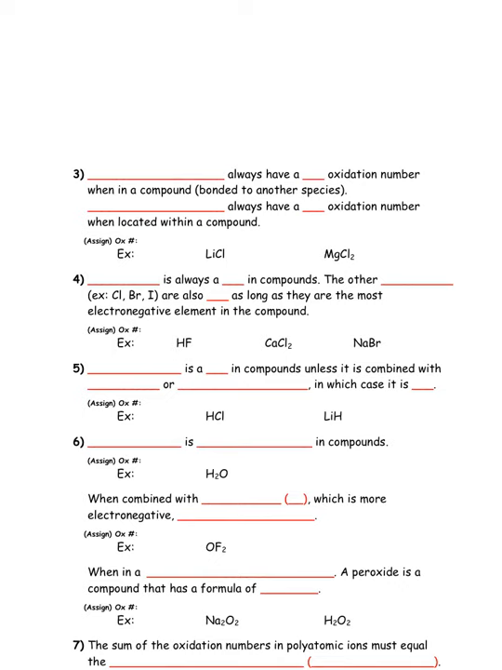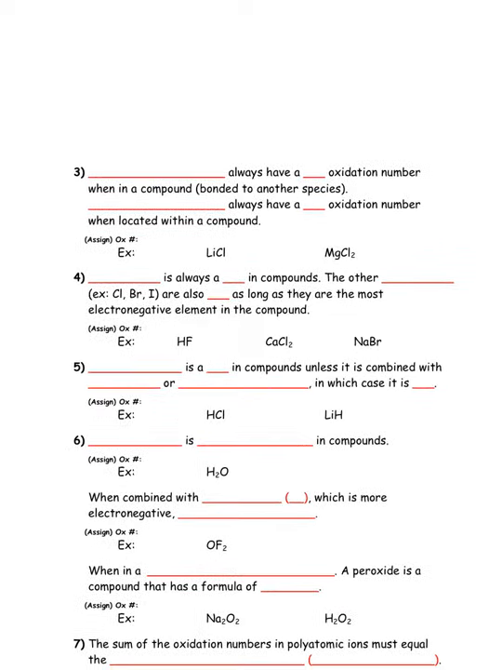Rule number 3. Group 1 metals always have a +1 oxidation number when in a compound, and group 2 metals always have a +2 oxidation number in a compound. So let's look at this lithium chloride right here. Lithium is a +1 because it's a group 1 alkali metal.